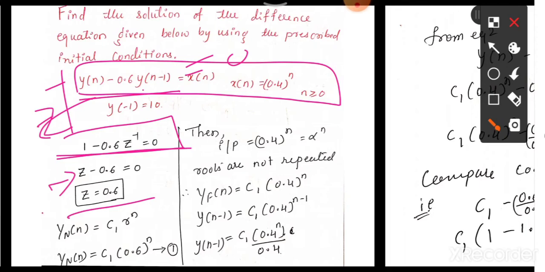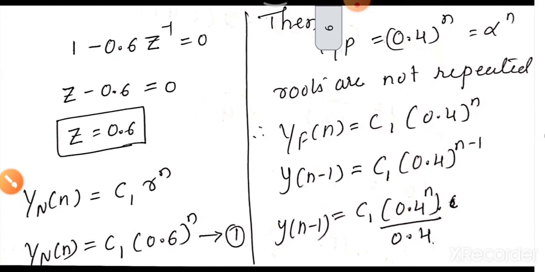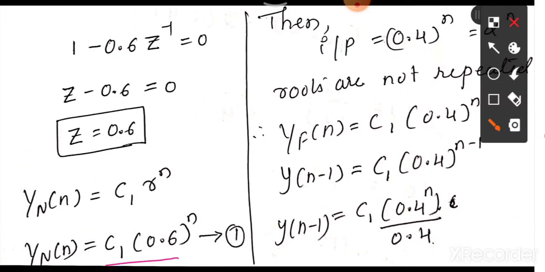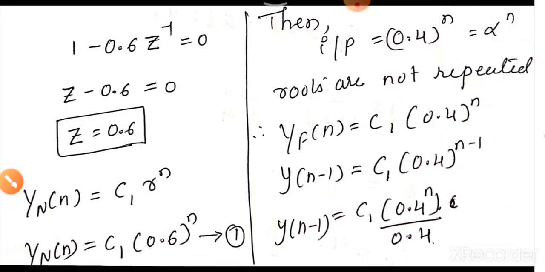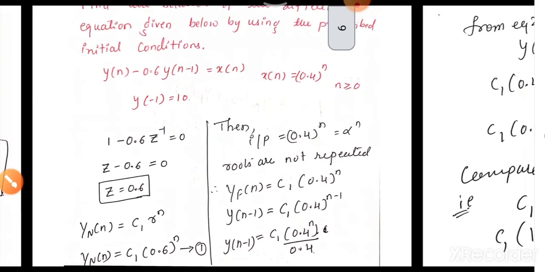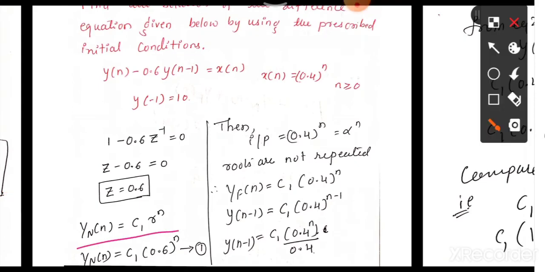And then what is the natural response? One root we have, and that root is also real and distinct. Therefore, it is c1 into r raised to n. Therefore, yn of n will be equal to c1 into r, where r is the root, so 0.6 raised to n. Let's call this equation number 1 right now, because this is the natural response.